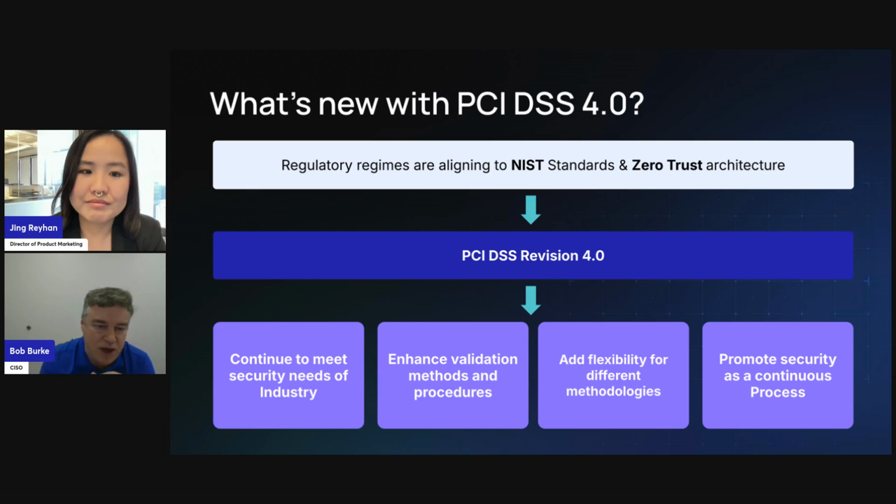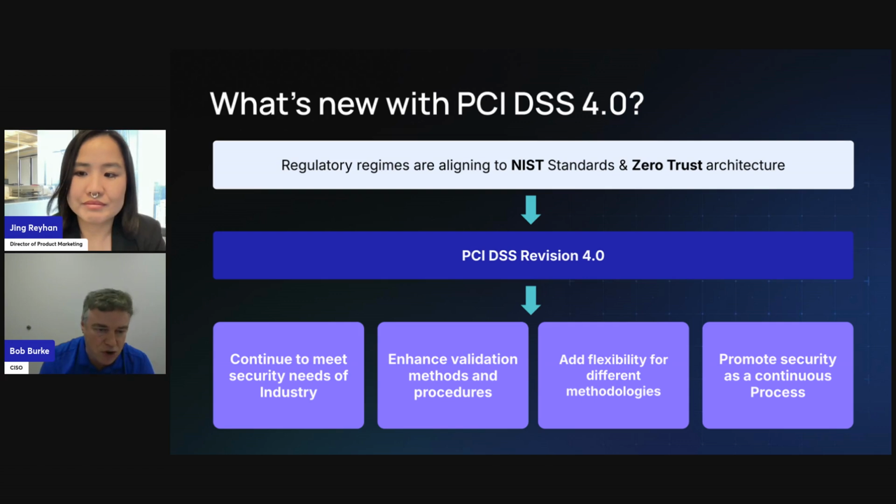Now the PCI standards are starting to adopt the NIST and zero trust architecture best practices from those standards, which is a good thing, because now a lot of our customers in the industry will see they have a set of architectural principles. Some of these standards have normally been separated and distinct, and now they can align around those common themes.